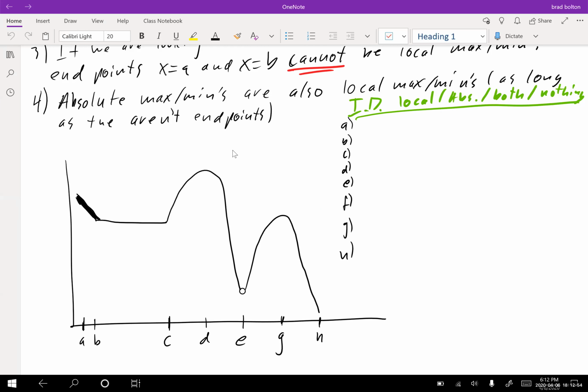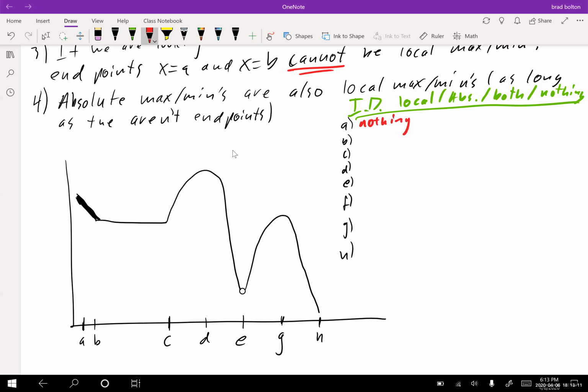Okay, so A cannot be a local, but it could be an absolute. Now, is it the highest or the lowest point on the entire graph? No, so I'm going to say that it's actually nothing. Okay, now let's look at B. Is he the lowest point of the entire graph or the highest point right here at B? So that was A, we're right here at B.